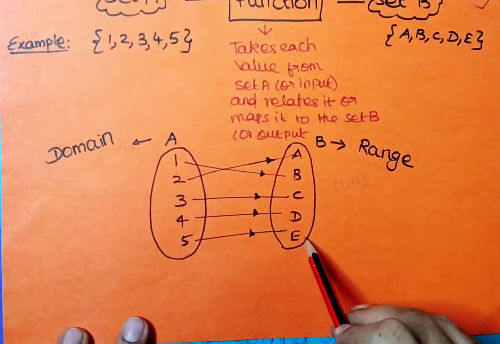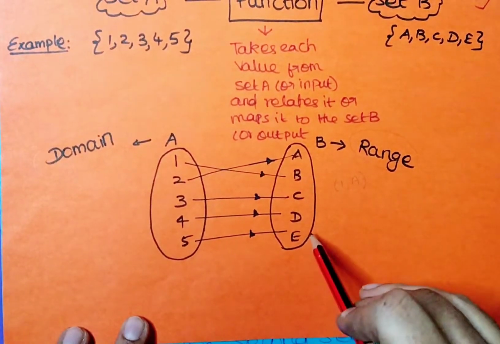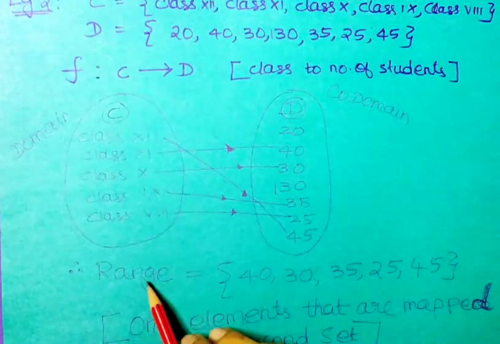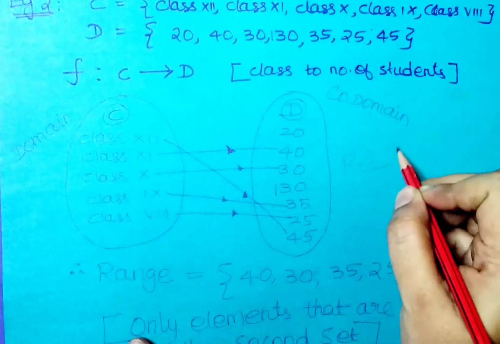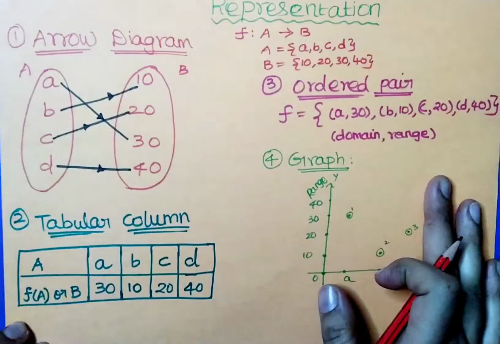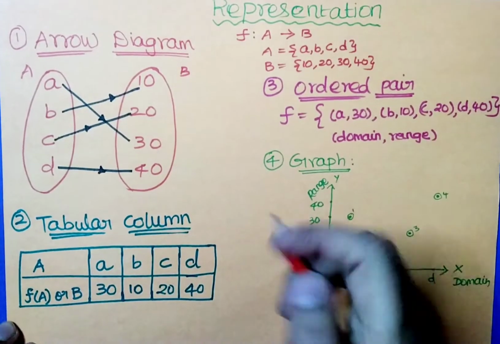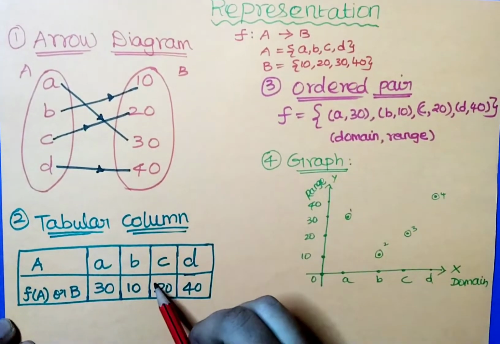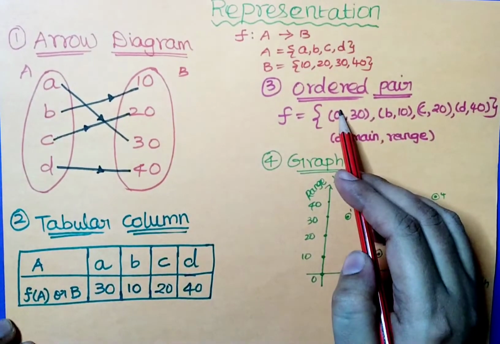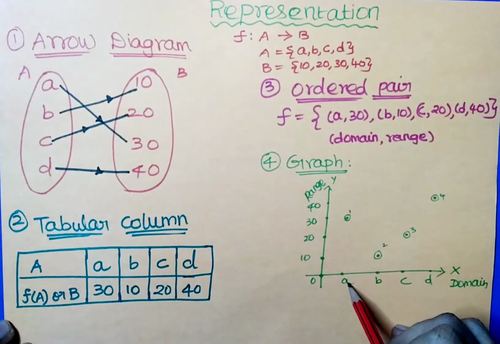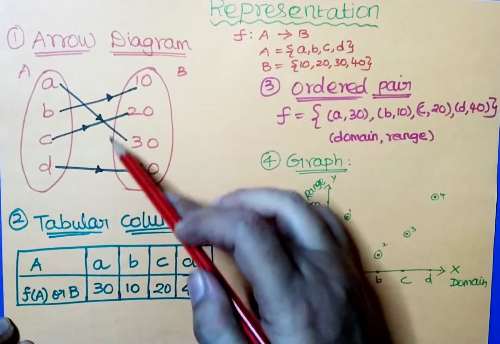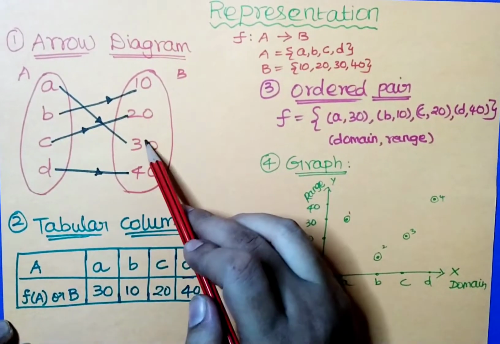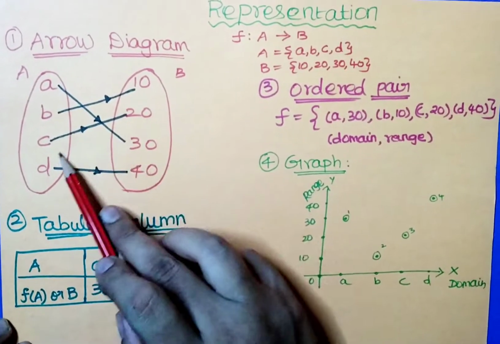So in this case, codomain and range are equal. Otherwise, the range will always be less than or equal to the codomain. We have the representation of a function in arrow diagram, tabular form, ordered pairs, or graph. In an arrow diagram, the first set is the domain and the second set is the codomain. Whatever they have given, find the answer accordingly and map those.